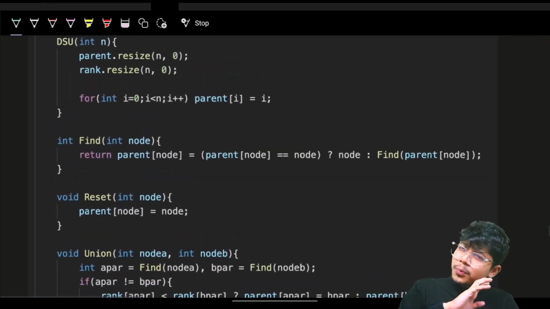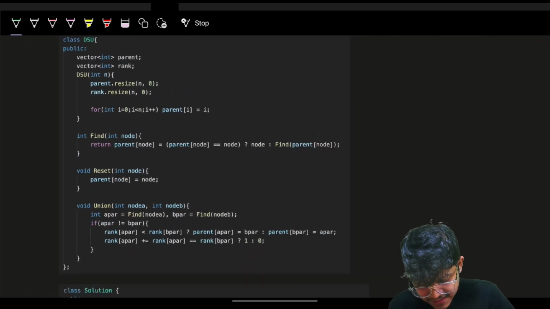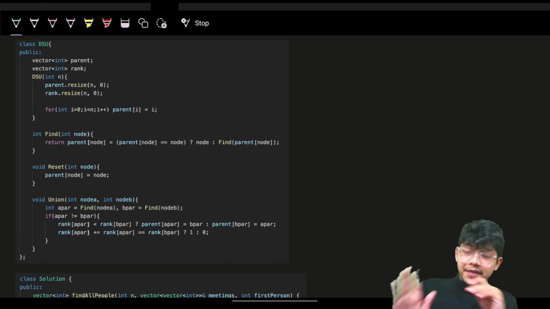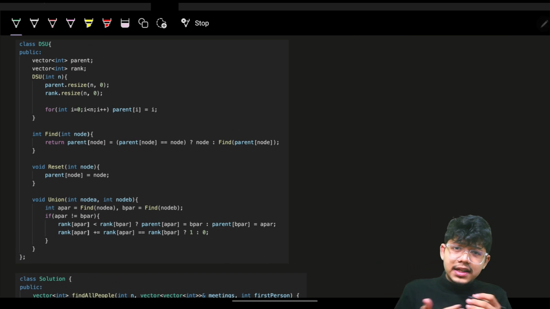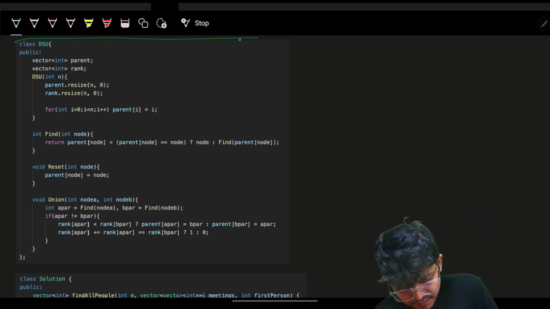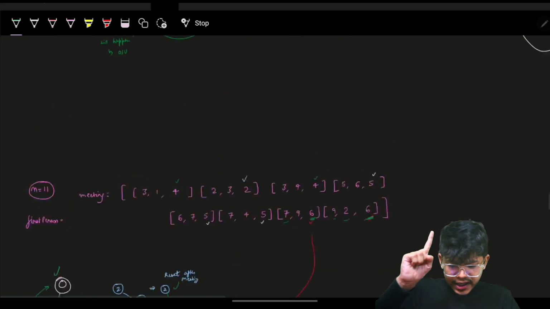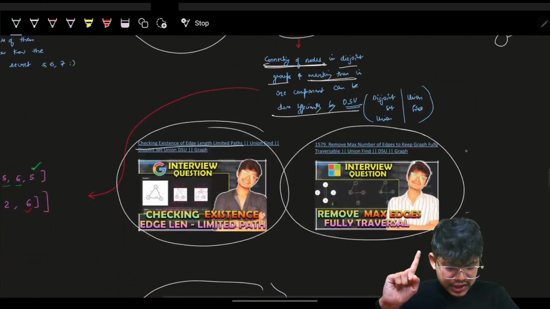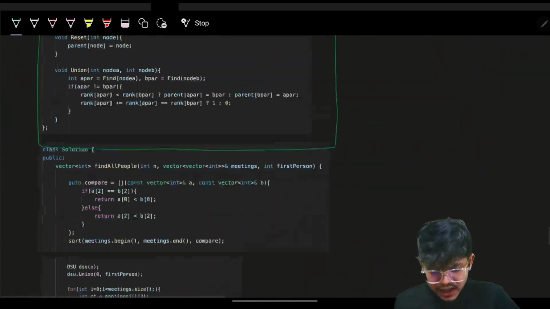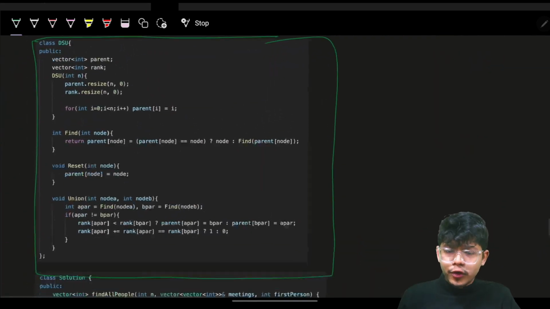So the code is also pretty simple. This is the exact same snippet which I have been using in every DSU code. It's a DSU by rank, a very standard technique. So this is the exact snippet of DSU I am using. And again, if you want to learn about this, please go and watch these two videos. That will be great for you. One is for practice, one is just for your theory.